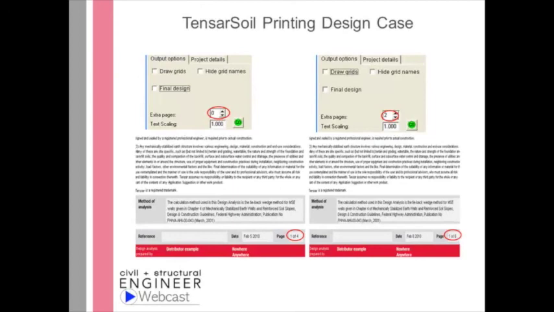You also have the ability to add extra pages to your numbering of the printouts. So by clicking where it says extra pages, you can add one or two or however many extra pages you want, and it increases the numbering only. It does not provide actual blank pages within the printout, and this can be handy if you have some hand calculations that you want to include.